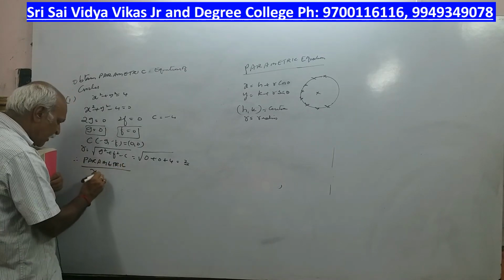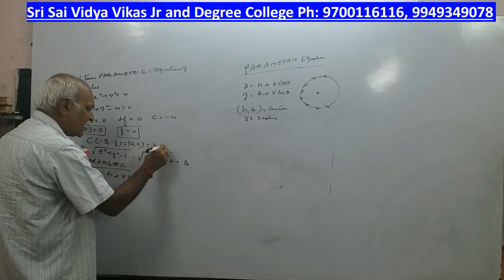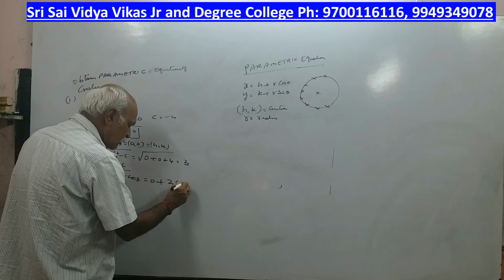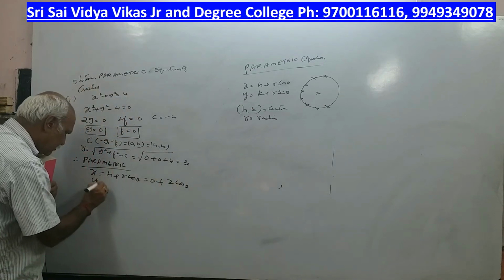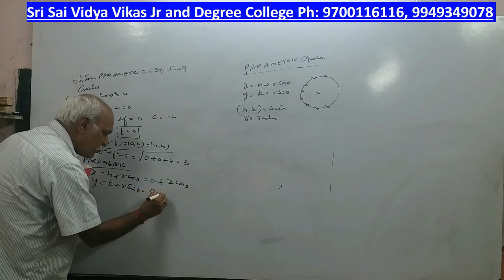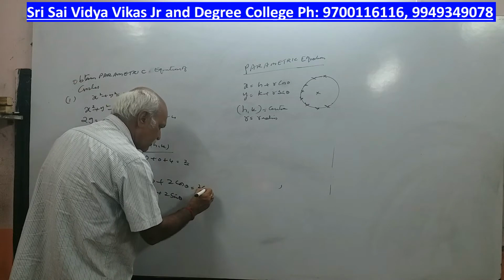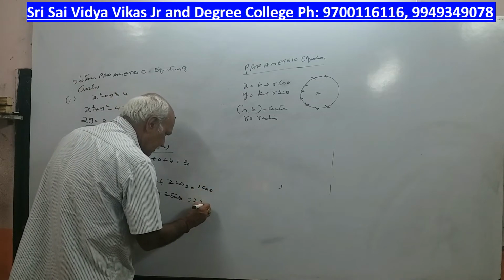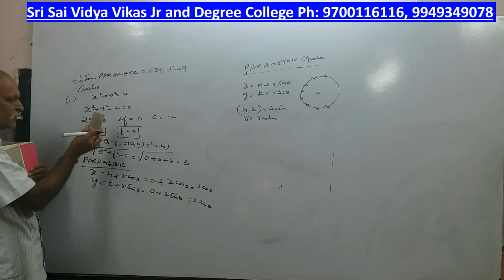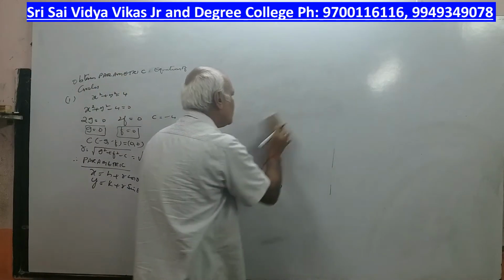Therefore, parametric: x is equal to h plus r cos theta. This is h comma k. So 0 plus r value, how much did you get? 2 cos theta. y is equal to k plus r sin theta. 0 plus 2 sin theta, which is nothing but here 2 cos theta, here 2 sin theta. Right? So here you have to find the g value, f value, and the radius.